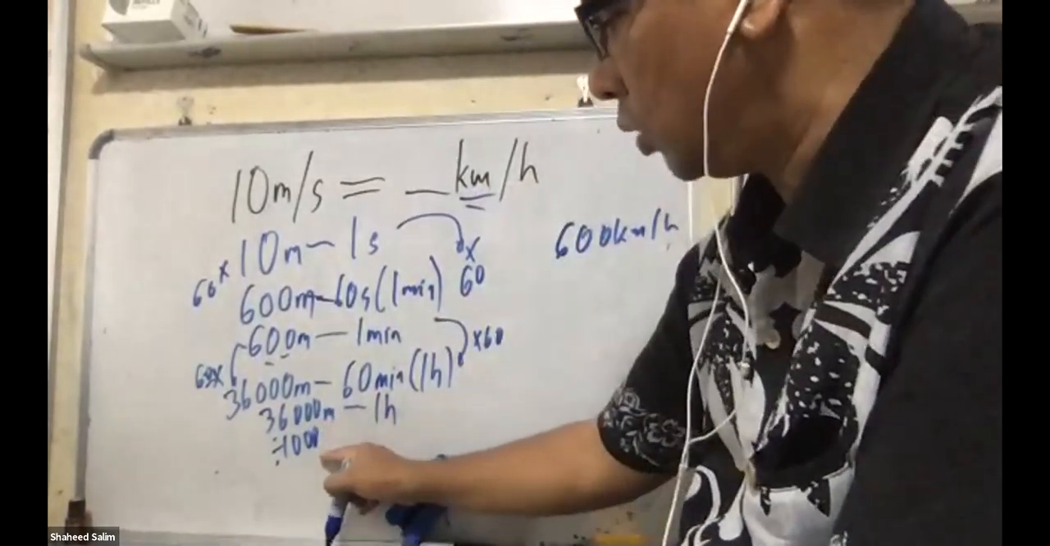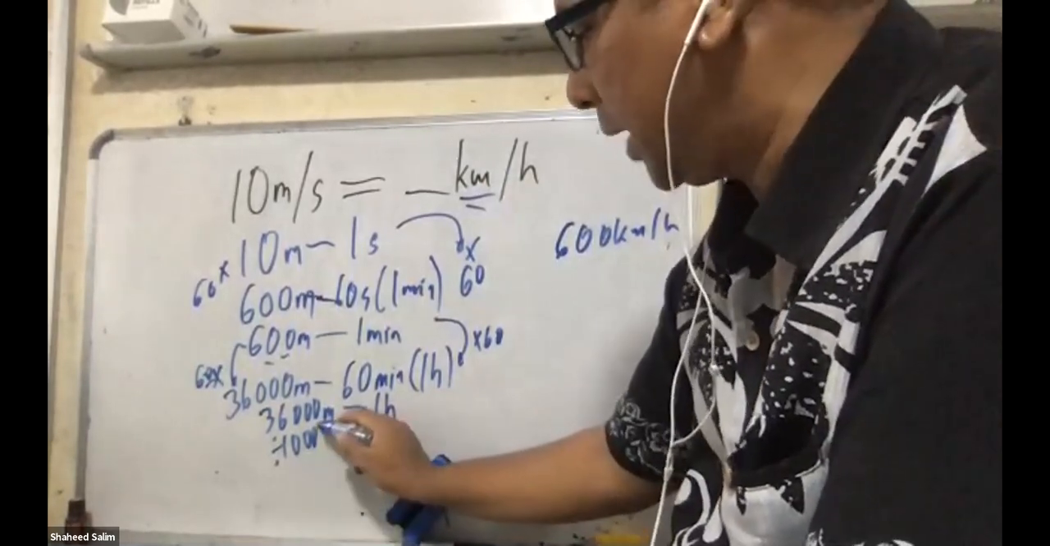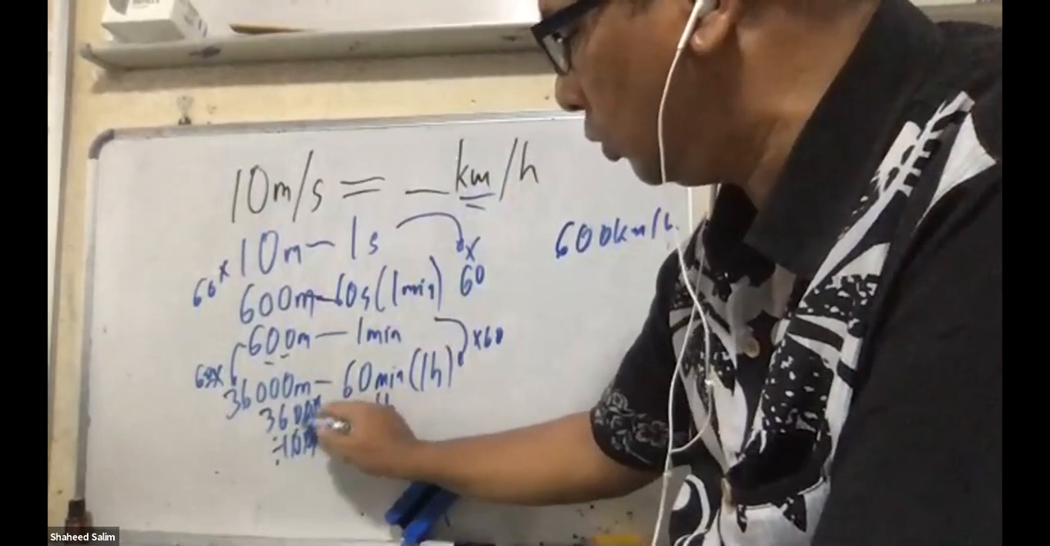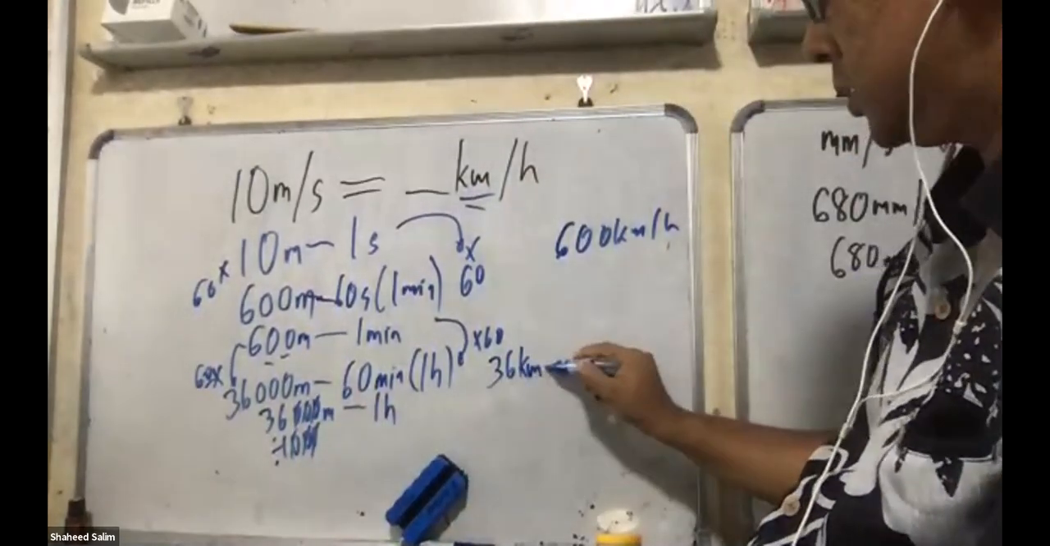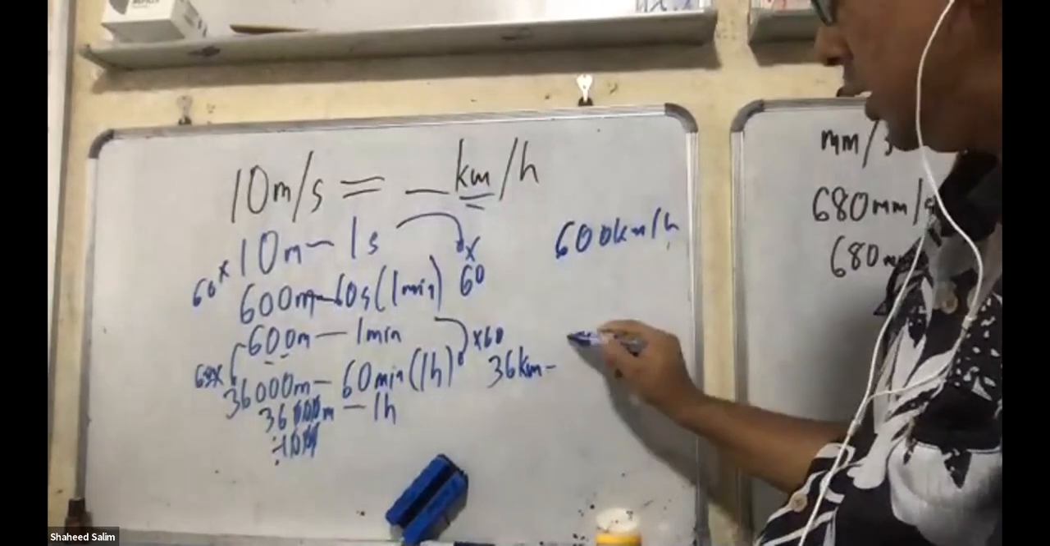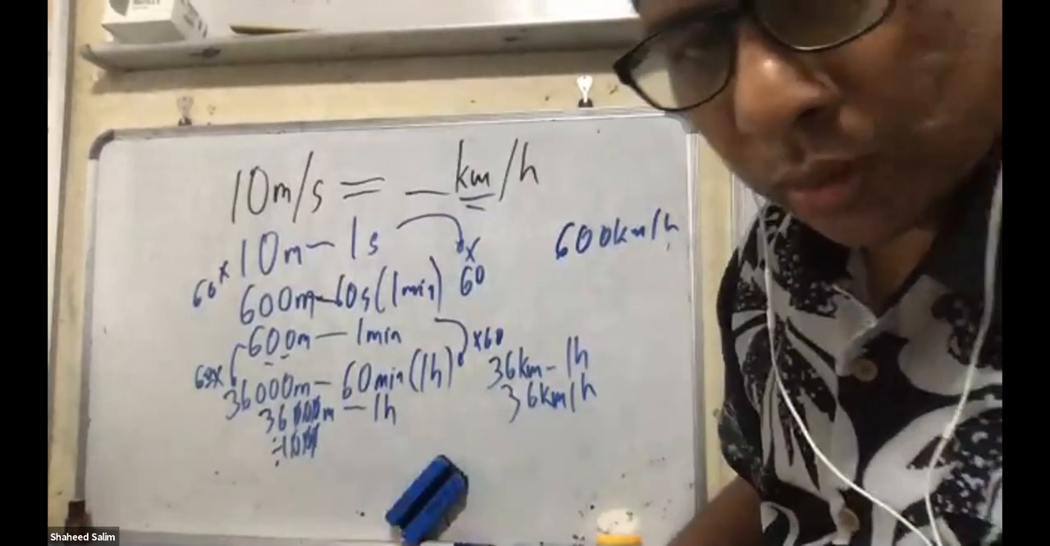Why divide by 1,000? 1,000 meters is 1 km. So you want to find how many km? You just cancel 1, 2, 3, 1, 2, 3. So you get 36 kilometers per hour. So it's 36 km per hour.